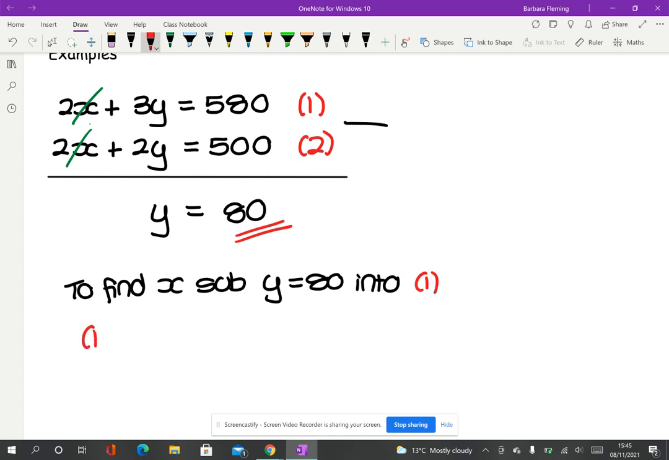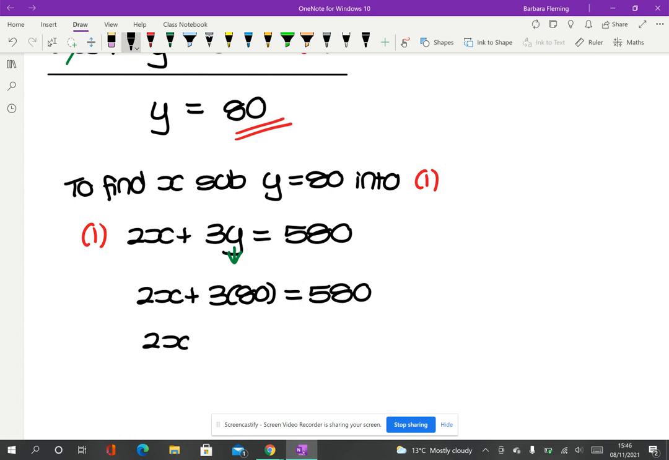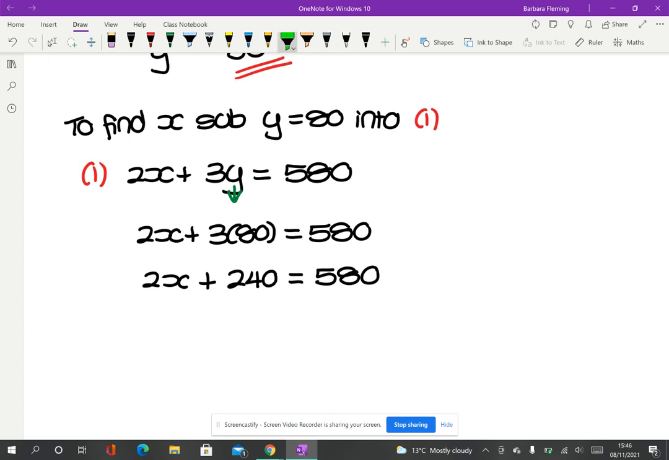And I'm going to write out equation 1 again. 2x plus 3y equals 580. And I am substituting in y is 80, so I'll be subbing it in here. So 2x plus 3 times by 80 equals 580. So 2x plus 3 times by 80 is 240. You're allowed to use your calculator if you would like to keep your number work right. That equals 580. Subtract 240 from both sides.